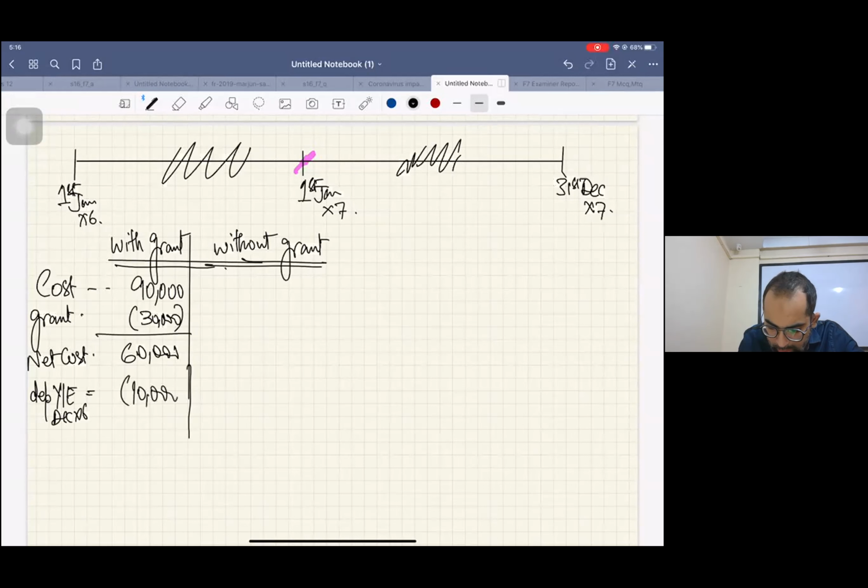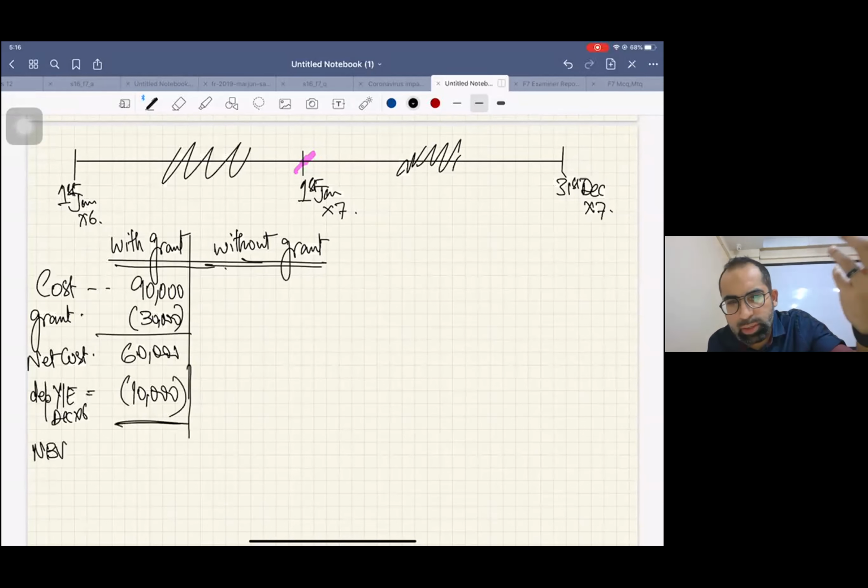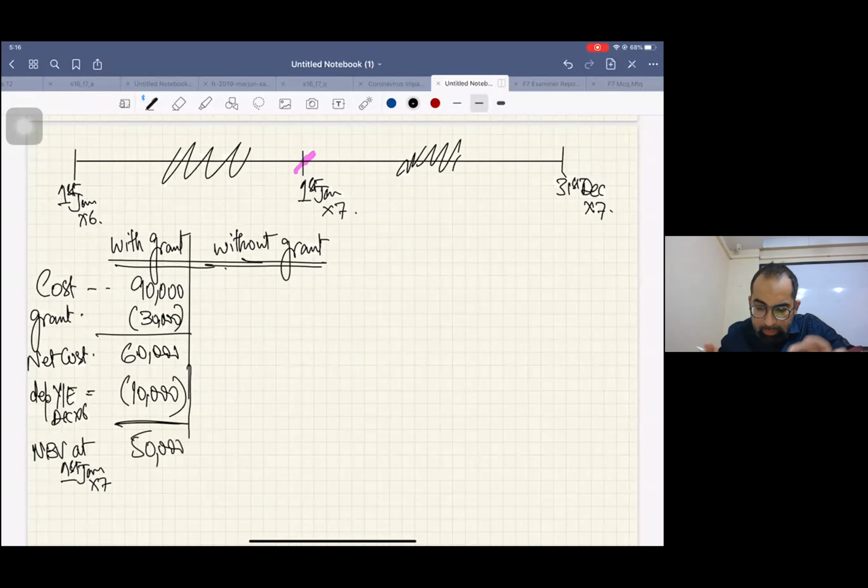So NBV, net book value, or sometimes carrying value, whatever word looks good to you, you can use. NBV at 1st January X7 is 50. That means we were simply following the grant accounting till 1st January. But on 1st January we came to know that we have breached the condition. So now we needed to repay the grant. That means now we are without grant.